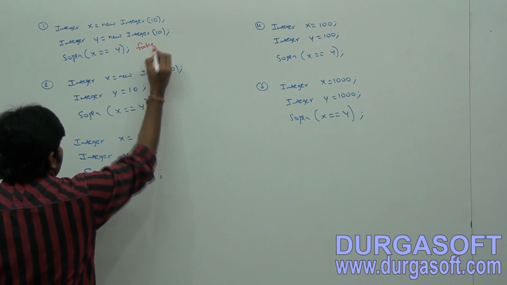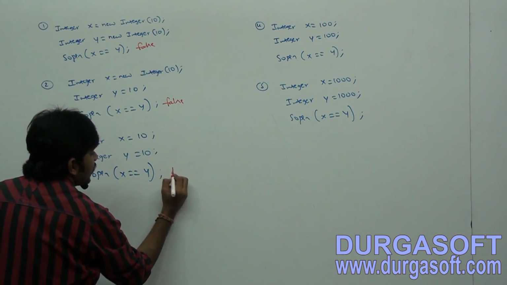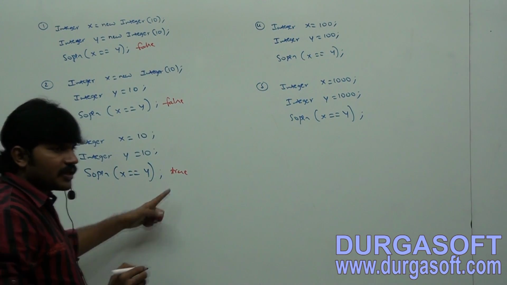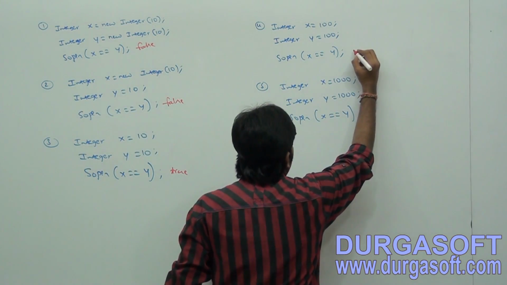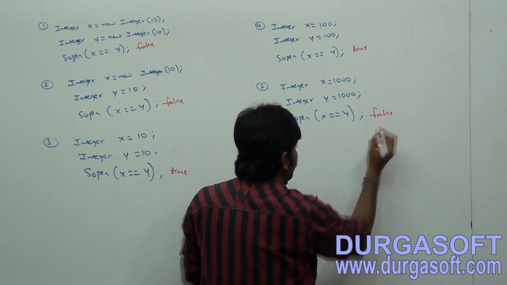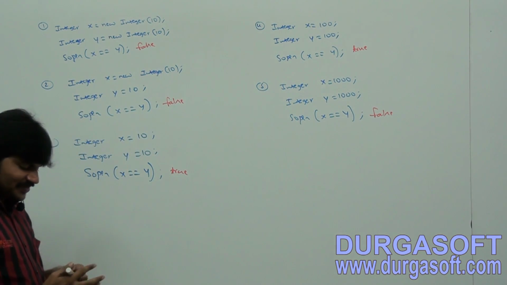False. Good. Second one, false. Automatically third one, true. First two are false. Automatically next two are true. Next one automatically false. If anything is there, by default it is false.